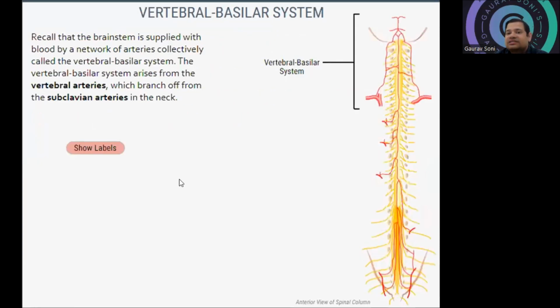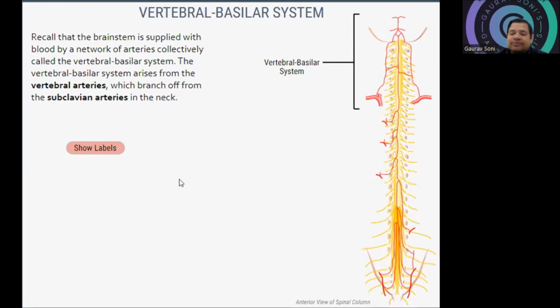First of all, we have to understand the vertebral basilar system. As you can see from the name, it says vertebral. You can recall that the brain is supplied with blood by a network of arteries collectively called the vertebral basilar system. This system arises from the vertebral arteries. You can identify the vertebral arteries when you see the cervical vertebrae: from their transverse foramen, the arteries move upward. That artery is called the vertebral artery, which is a branch of the subclavian artery.